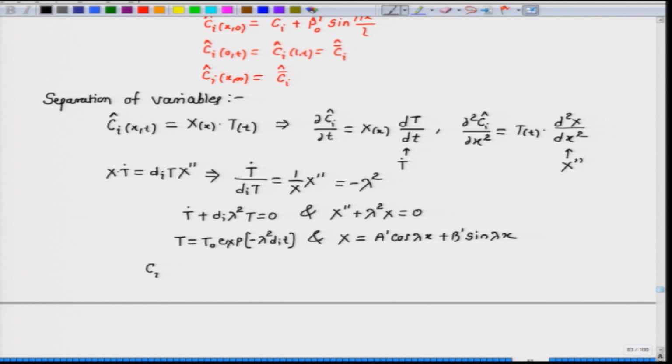So, the function ψ̂(x,t) can be written as, I can combine these constants t0 and a prime to a and t0 and b prime to b. So, I can write a cos λx plus b sin λx times exponential minus λ² D t.